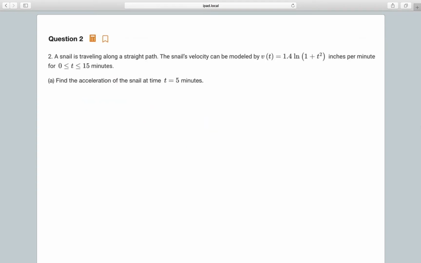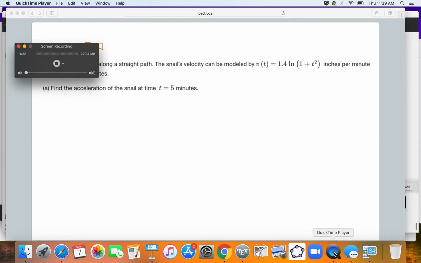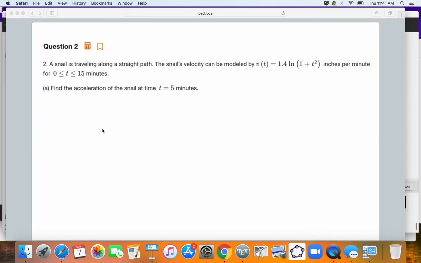All right, so we're going to move on to question 2. Question 2 is another calculator necessary problem. So this is going to be a physics one. A snail is traveling along a straight path. The snail's velocity can be modeled by v of t equals 1.4 log of 1 plus t squared inches per minute for time between 0 and 15 minutes. Part A says find the acceleration of the snail at time t equals 5.